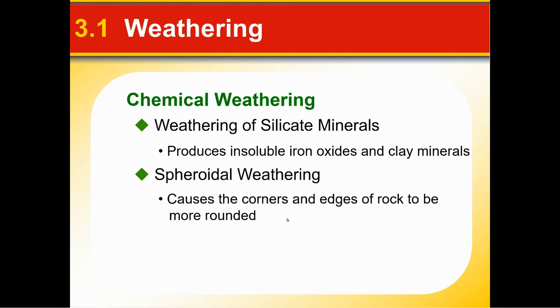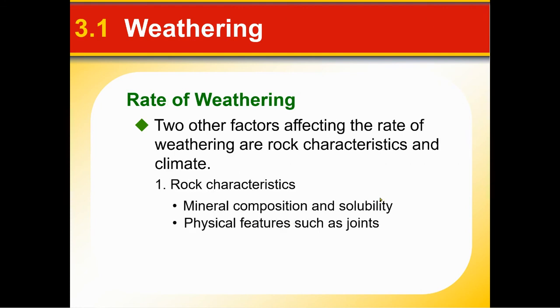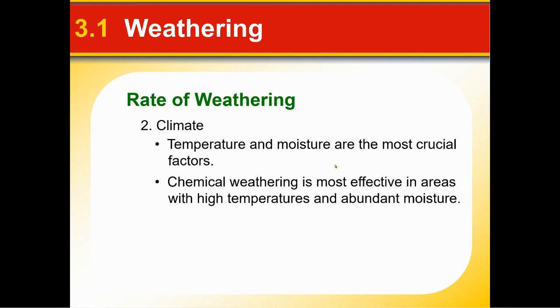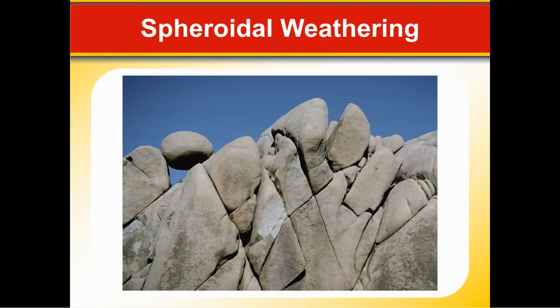Weathering of silicate materials produces insoluble iron oxides and clay minerals. Spheroidal weathering causes the corners and edges of rocks to be more rounded. The rate of chemical weathering has two factors affecting it: the mineral composition and the physical features such as joints. Climate, the temperature and moisture, are most crucial factors, and chemical weathering is most effective in areas of high temperature and abundant moisture, humidity. Here's some pictures of spheroidal weathering.